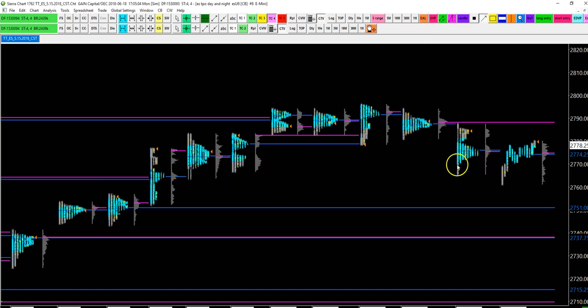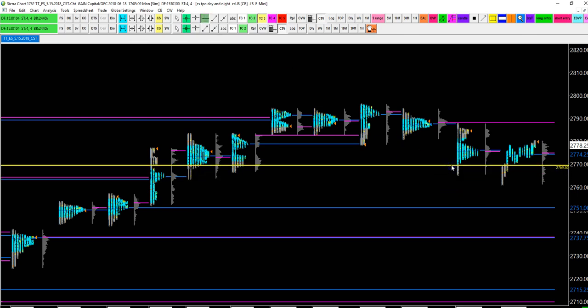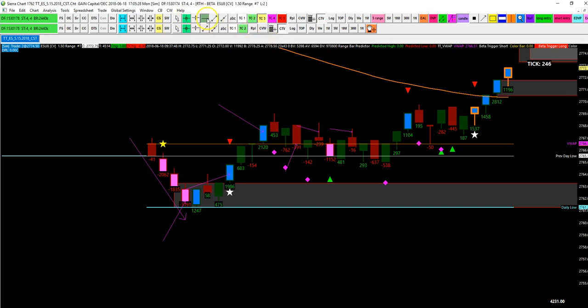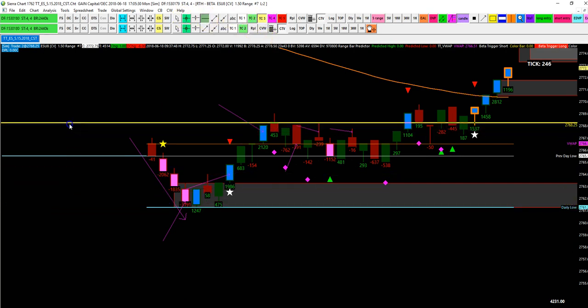When we consolidate underneath prior day's value, and I said this morning, if we hold underneath 2769.50, 2770, the market has a good chance of coming down and retesting 2751. However, if we get above 2770, as I said this morning, then we're likely going to push back up into the point of control. Okay, so if you come back and look at this chart and put a line at 2770, which is what I'm going to do right now.